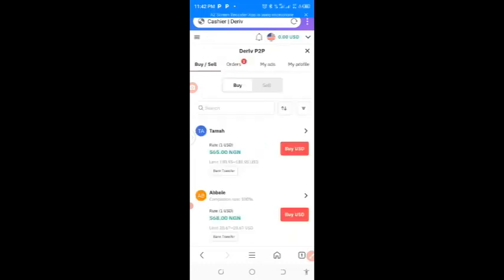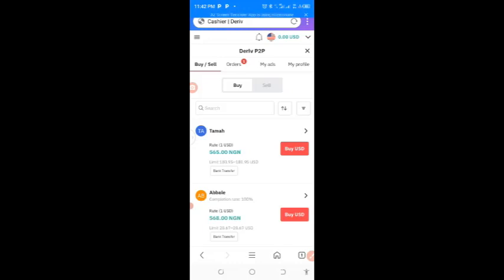Now this is where we are going to. This is where you can buy a dollar at a lower rate, and you can also sell it here at a higher price. For instance, now we are in buy order.